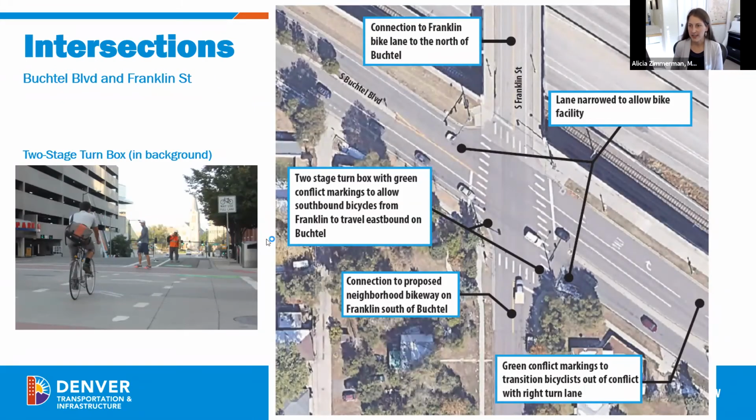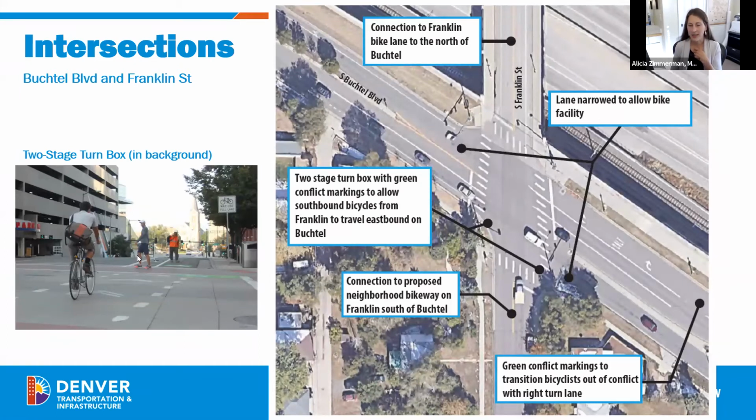Bucktail and Franklin is another challenging one. Looking at narrowing the lanes to allow the bicycle facility through here, obviously connecting to the Franklin bike lane to the north and the neighborhood bikeway proposed to the south. And then besides those conflict markings we already talked about, one interesting thing that might go in here is this two-stage turn box.